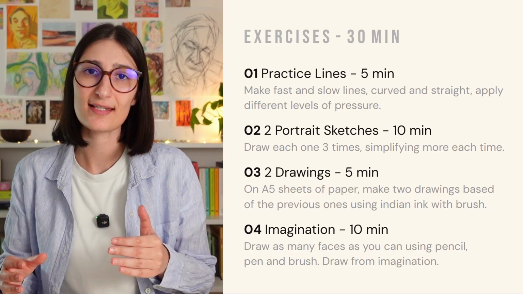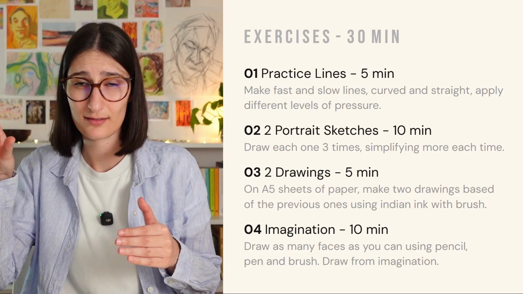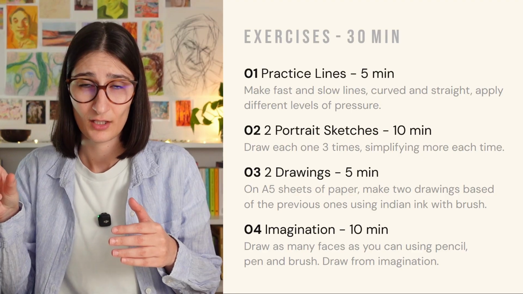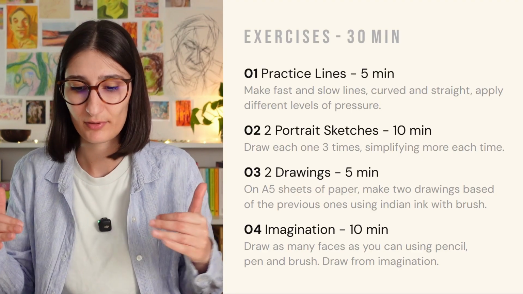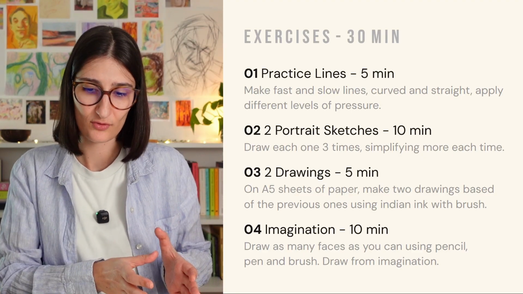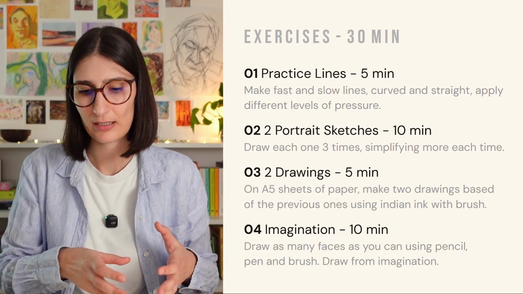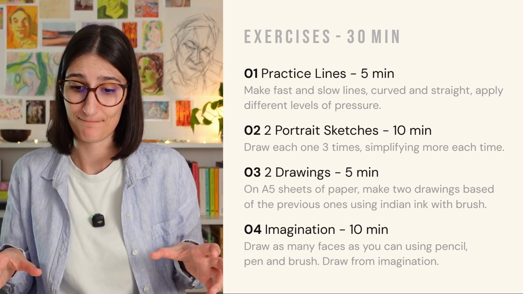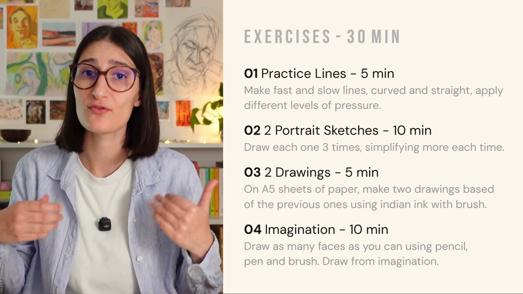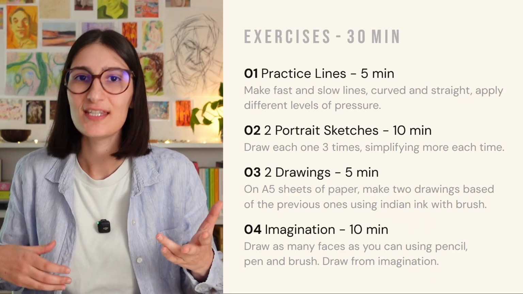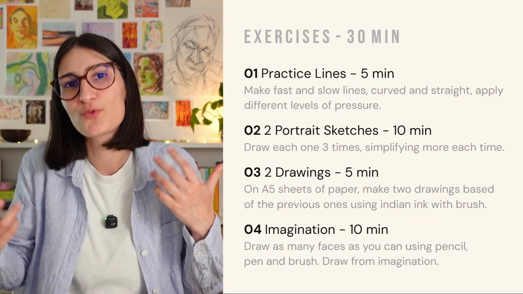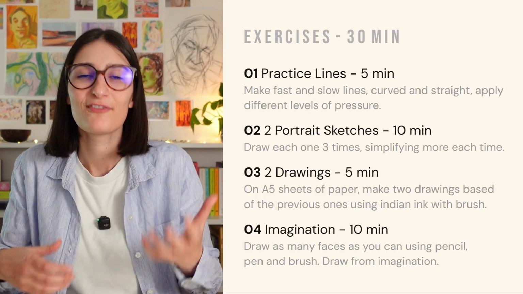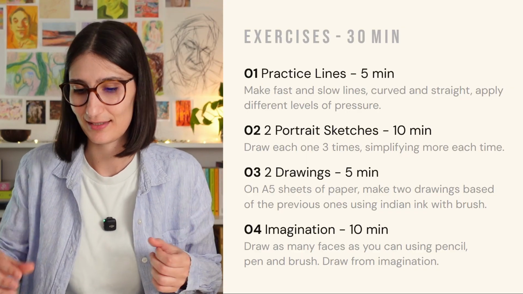Then the third exercise is based on those last drawings, the ones that are very simplified. We pick up those that we made just with graphite pencil, and make them on an A5 sheet of paper using brush and ink to see how the same drawing feels and looks different with a different material.